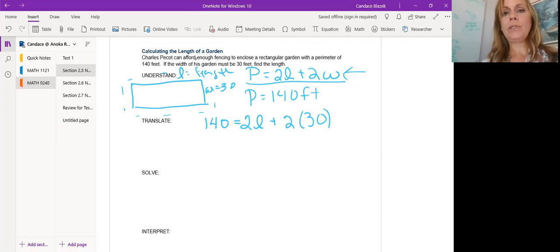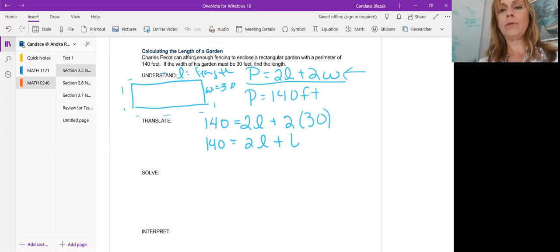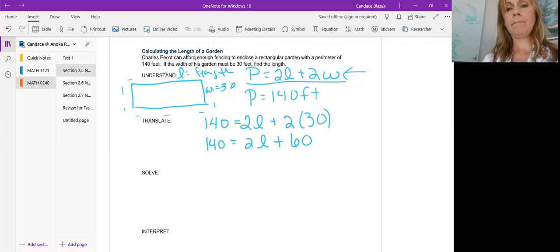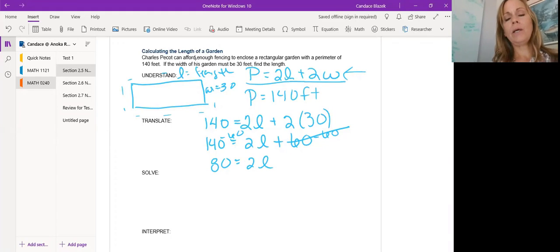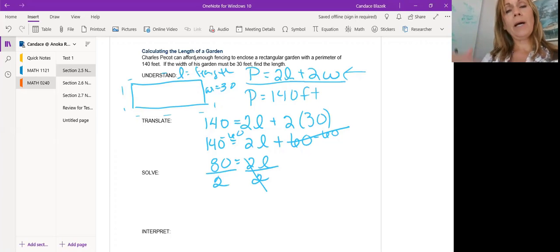So the first thing I'm going to do is take care of the multiplication of the 2 times the 30, and I get a 60. Then, using the properties of equality, in this case, I'm going to subtract 60 from both sides. Notice the 60 cancels off the right, and I have 80 is equal to 2L. And then using the division property of equality to get the variable completely alone, I have to divide by the 2. And notice when I divide by that 2, it cancels off to the left. And I have 80 divided by 2 is 40, is my length.